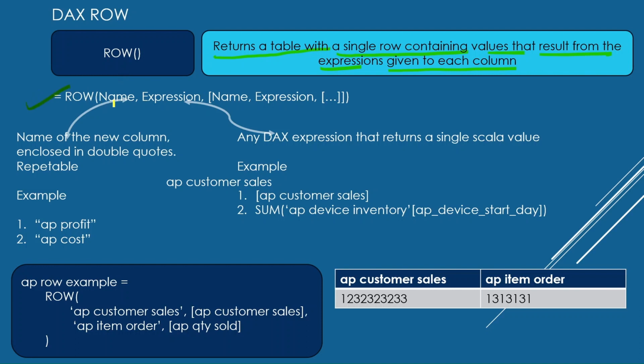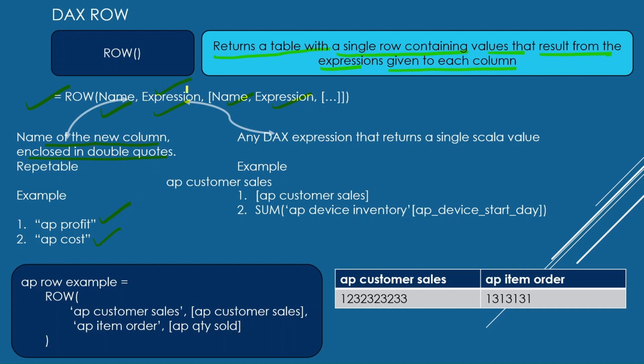This is the signature of the ROW function. This is the name and this is the expression, and that will continue. So let's discuss both parameters. Let's discuss the name. The name is the name of the new column enclosed in double quotes. Whenever we are going to create a column name, we need to pass that value in double quotes. So this is the example. If we are going to create AP profit, we need to put it in double quotes. If you want to create a column AP cost, we need to put it in double quotes.